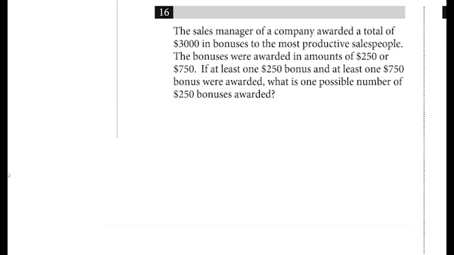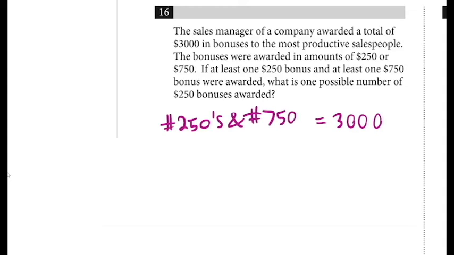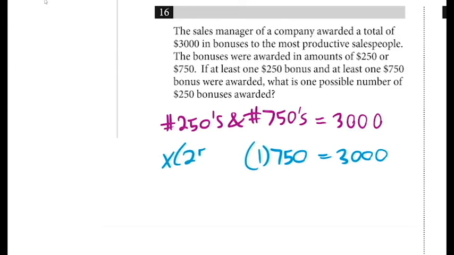Question 16 is really just a question about trying out different combinations of numbers. We know that there are going to be $250 bonuses and $750 bonuses. We need at least one of each, and the total is going to be $3,000. So that's a number of 250s and a number of 750s equals 3,000. So what if we had one 750? How many 250s would we need to satisfy that?